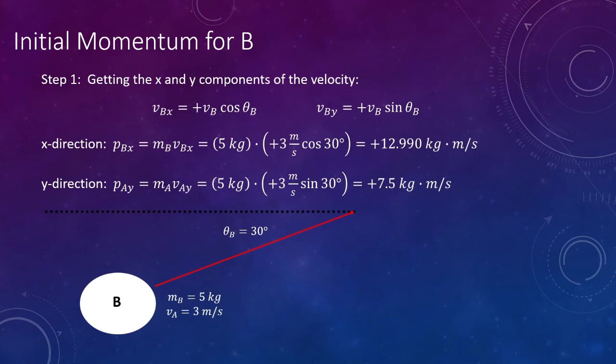Do a similar thing for y. Momentum of B in the y direction is its mass times its velocity. So forgive the typo there. We'll do 5 kilograms times plus 3 meters per second sine of 30 degrees. So it's moving up, it has a positive y component, and to get the y component, it's the opposite side of the angle, so we'll use sine. And you should end up with plus 7.5 kilograms times meters per second.